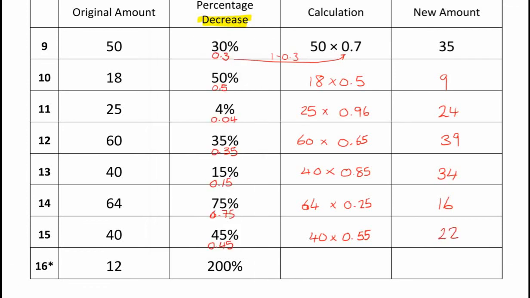And if we take 200% away, turn it into a decimal first, that will be 2. Take that away from 1, and that will be -1. So if we do 12 times -1, we get -12. And if you think about it, if we're taking away 200% of this, we're taking away itself, which would be 100%, and then we're taking away itself again. And if you think about taking away 2 lots of 12 from that, it would give us -12.